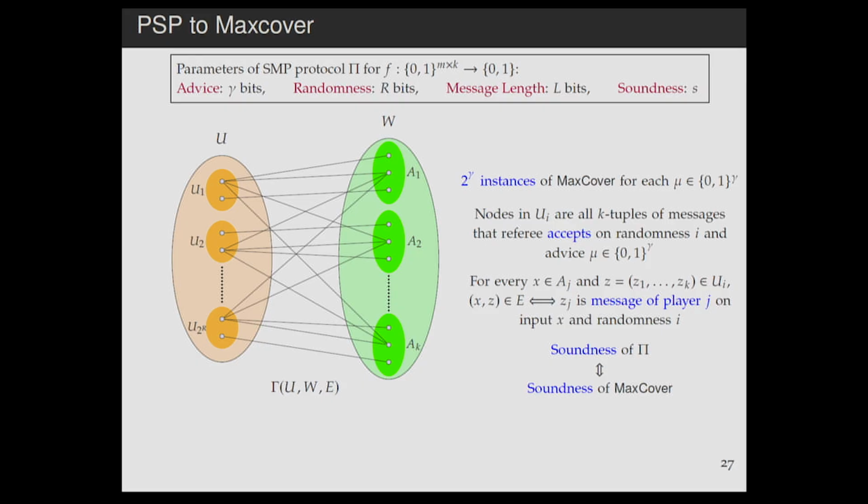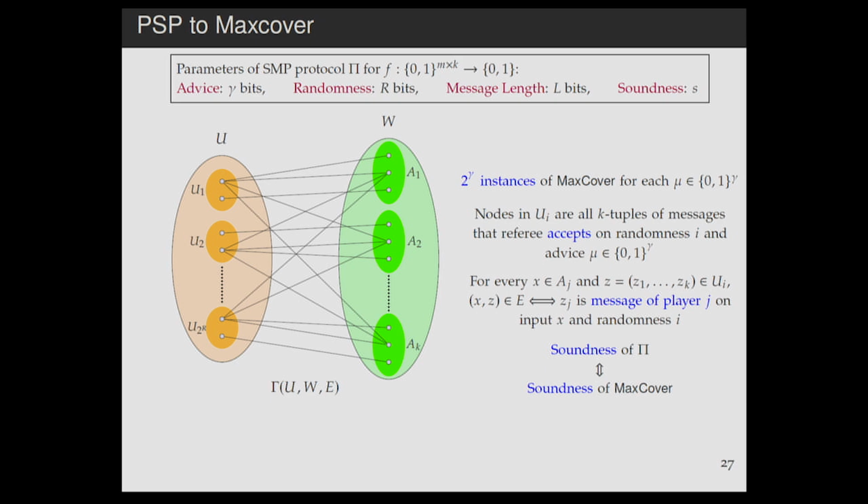So I will not do the full argument here, but you can see that if you take a look at any labeling, it corresponds to a fixed input to the K players, and it will cover a node ui on the left if and only if the referee would accept for the randomness string i. Okay, so the value of this max cover is exactly the acceptance probability of the SMP protocol.